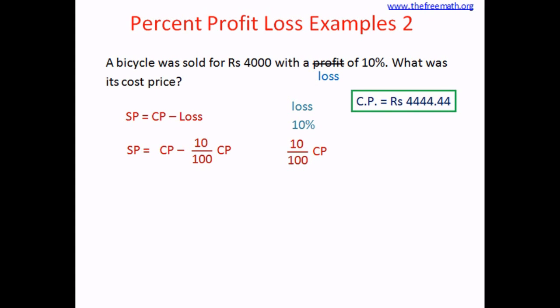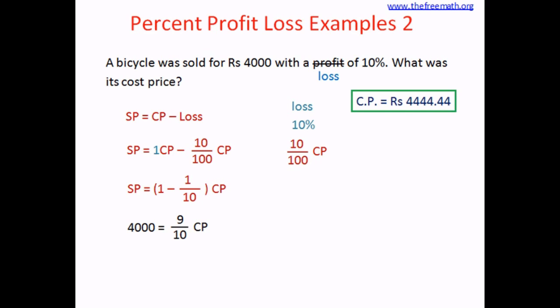There are two terms where there is the variable CP. The first CP doesn't have a coefficient, that means the coefficient is 1. CP means 1 CP. So now we have the common variable CP here. So I can write it like this: 1 minus 10 over 100 CP. 10 over 100 and 1 over 10 is the same thing. So SP equals 1 minus 1 over 10 CP. So let's subtract 1 over 10 from 1. 1 is 10 over 10. So 10 over 10 minus 1 over 10 equals 9 over 10. So the right hand side is 9 over 10 CP.